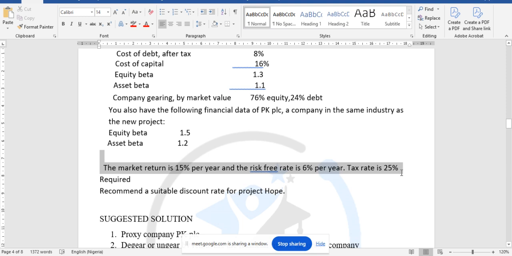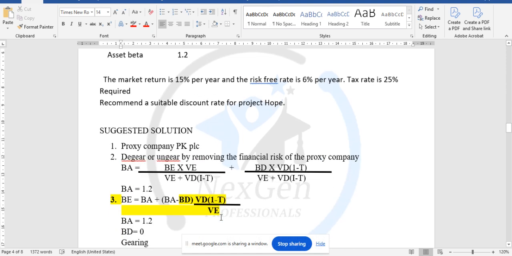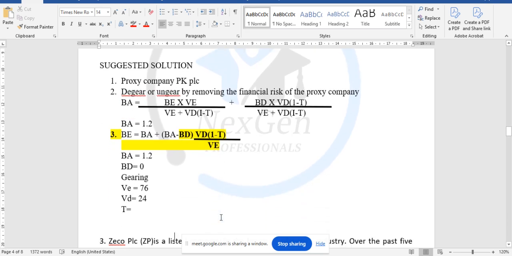Which is 25%. So you still state your assumption. It is allowed. Class, assumption is allowed. In most questions, they will tell you to state your assumption. It's part of what you will state in your assumption. So the tax is 25%, 0.25. Ideally, they're supposed to give you a separate one, but we move ahead.